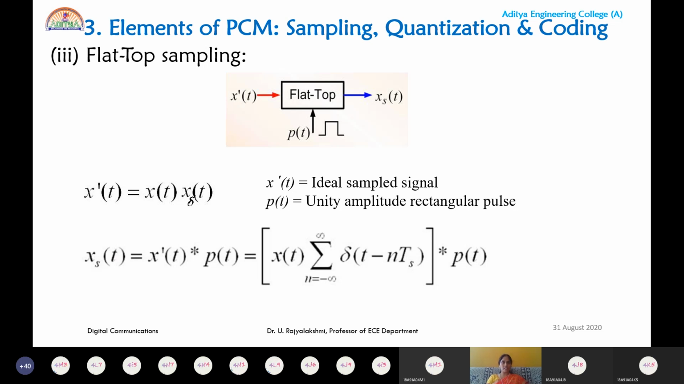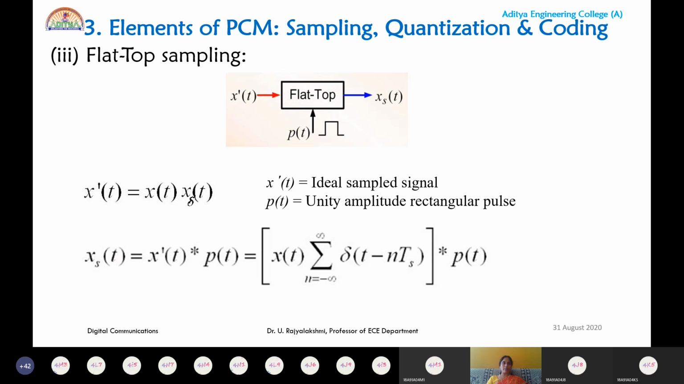Rectangular pulses. So what is x of t? x of t is the flat top sample signal, which you can obtain by taking the convolution of the ideal sample signal with the unity amplitude rectangular pulse. Please replace x dash of t. What is x dash of t? The product of x of t and the series of impulse train. So how can you represent the series of impulse train? Already we represented it with the impulse function delta having impulses located at nTs, where n ranges from minus infinity to plus infinity. Take that in convolution with p of t, and you get the flat top sample signal.